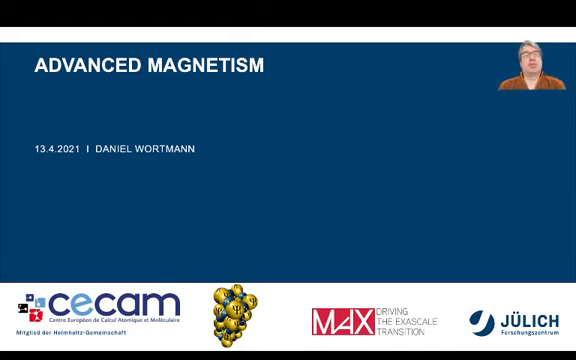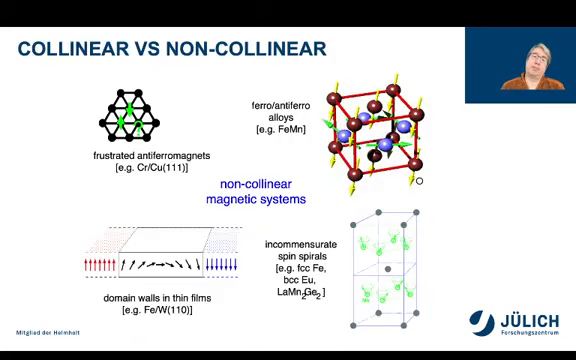I would like to continue the discussion of magnetism, which we started in the talk of Robin Hilgers this morning. Essentially I would like to continue at the point where he stopped. And the first thing we should look at is the difference of collinear and non-collinear magnetism.